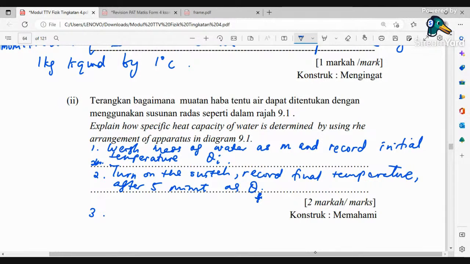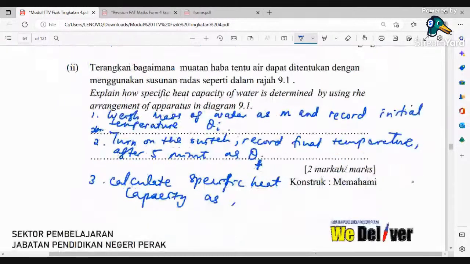Calculate specific heat capacity as C equals to PT divided by M theta F minus theta I. Okay. So ini ialah soalan ialah explain how is determined. Okay, 2 markah.